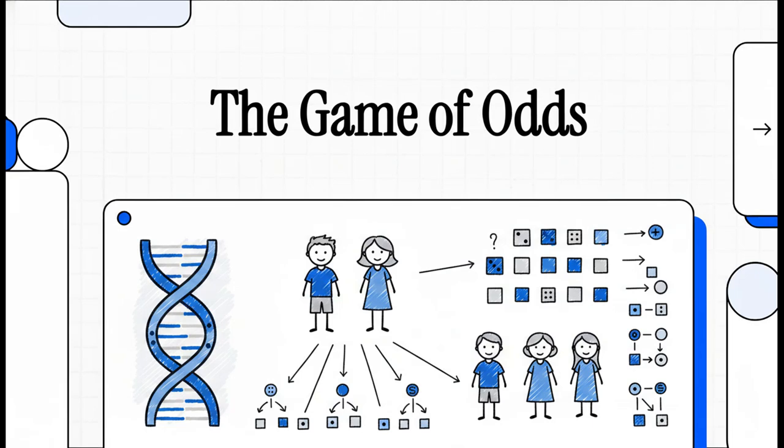Today, we're jumping right into what I like to call the game of odds, and we're going to decode how the genetic lottery actually works. If you've ever wondered how certain traits get passed down from generation to generation, or why a trait might skip a generation entirely, you are in the right place. We're going to break down the mechanics of inheritance and make the complex math of biology incredibly clear.